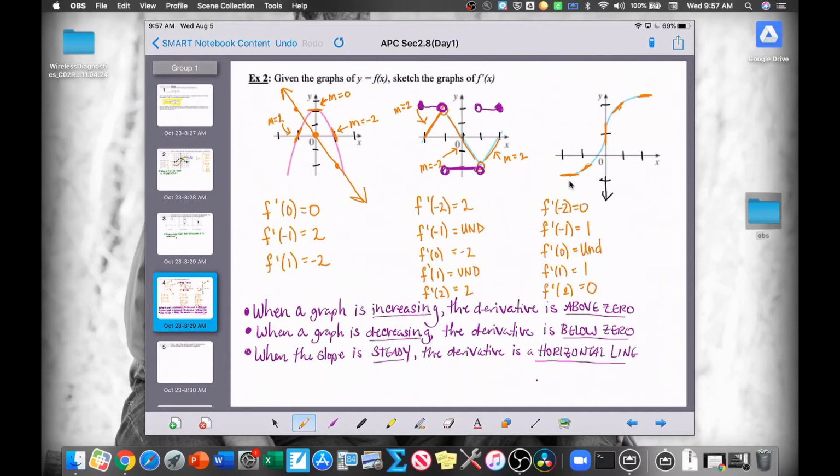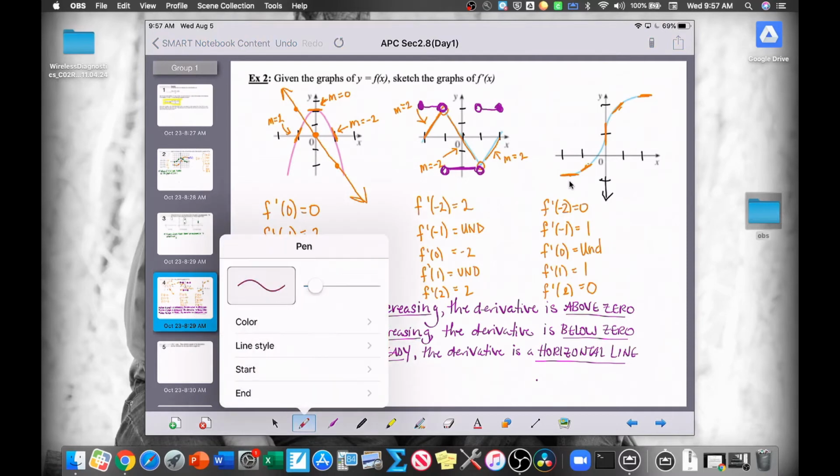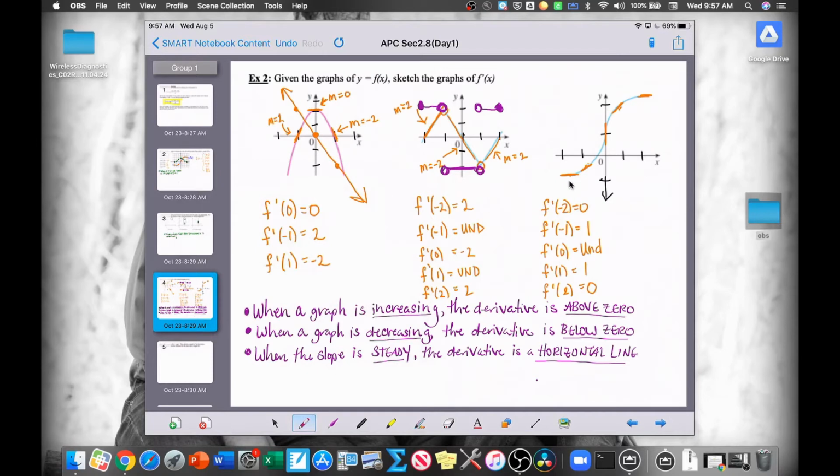So now if I go ahead and I translate these into ordered pairs on my derivative, I have an ordered pair -2, 0. I have an ordered pair -1, 1. I'm undefined at 0. I have an ordered pair 1, 1. And I have an ordered pair 2, 0. Because of my vertical tangent, I know that my graph here is going to continue to increase. But it's never going to cross that y-axis because my derivative does not exist when x equals 0.